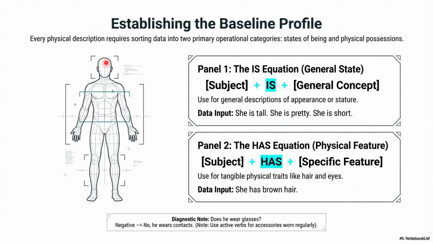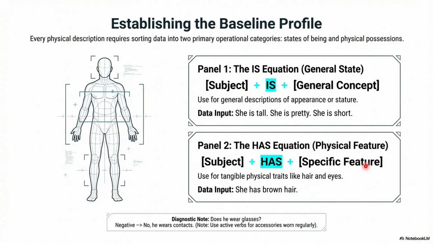Okay. So I will explain this again now using my tool. So establishing the baseline profile, every physical description requires sorting data into two primary operational categories: states of being and physical possessions. Okay. We have this subject, a general concept used for general descriptions of appearance or stature, right? For example, she is tall, she is pretty, she is short. Okay, these are general ideas.